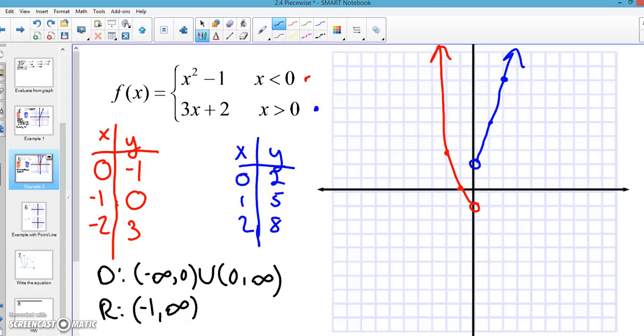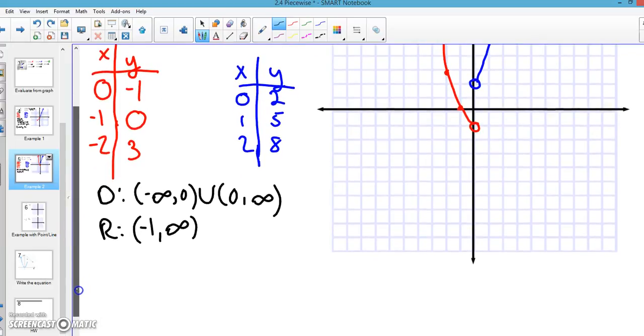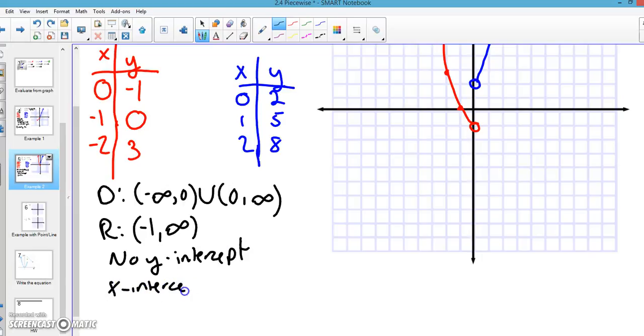Now on this one, although it has lots of interaction with the y-axis, you may think, both of these are open circles. So this one actually will have no y-intercept because neither one of those circles is included. And then the x-intercept would be where the red function intersects it. The blue function does not because of where it's been cut off.